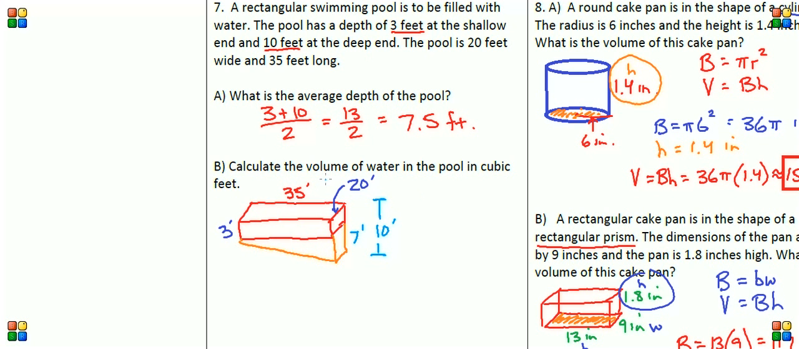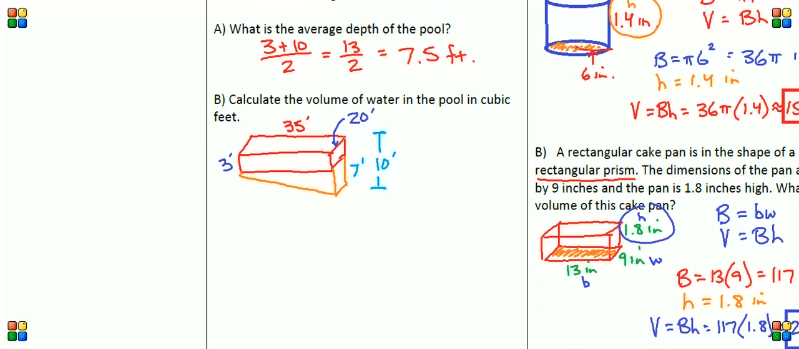So when it's asking us for the volume of water in the pool in cubic feet, we basically have to find out the volume of this entire geometric solid. And that's easy. We can break it down into the volume of the rectangular prism and the volume of the triangular prism. So let's start that right now.